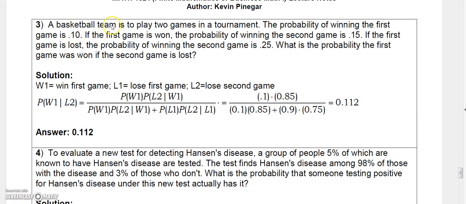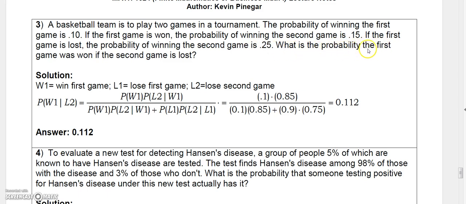This next one says a basketball team is to play 2 games in a tournament. The probability of winning the first game is 0.1. If the first game is won, the probability of winning the second game is 0.15. If the first game is lost, the probability of winning the second game is 0.25. What is the probability the first game is won?